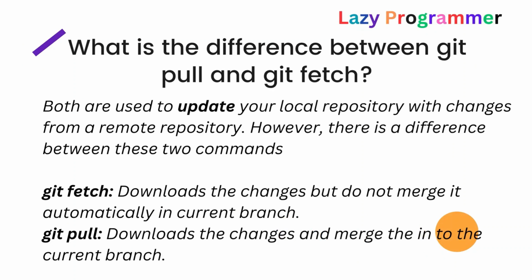Actually, both git pull and git fetch are git commands that are used to update your local repository with the changes from the remote repository. However, there is a difference between these two commands. Let's start with git fetch.